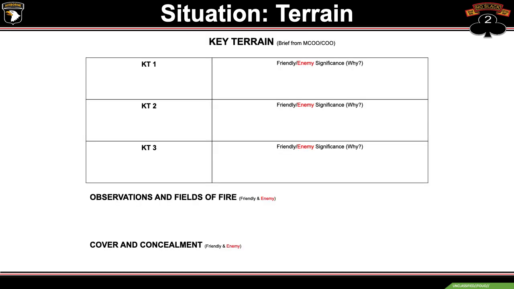And then key terrain, so KT1, KT2, and 3, that's just showing, it would be depicted on a map.